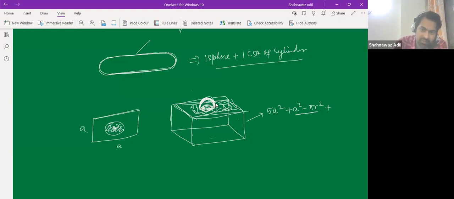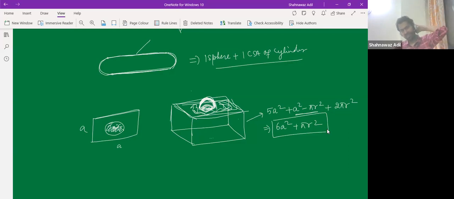Is that correct? Is that clear? Plus 2 pi r square. So then this would be 6a square plus pi r square. So that would be the total surface area. Is that clear for everyone? We will get these kind of questions in your book, and we'll do that.